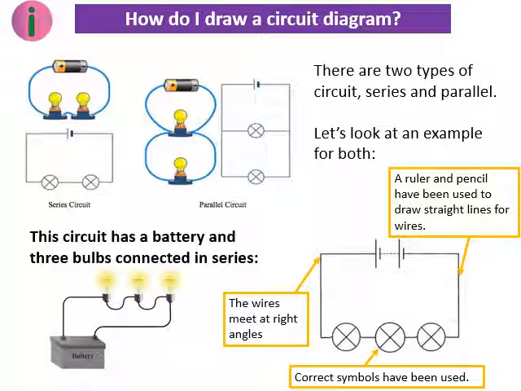Okay, so the picture of the circuit on the left has a battery and 3 bulbs. Not very clear, not very neat. We don't want to be drawing them like that. But the one on the right, where it's a nice, neat rectangle, that's what we want to see. So you've got the correct symbols that have been used, the wires all meet at right angles, and the person's used a ruler and pencil. That's really important.